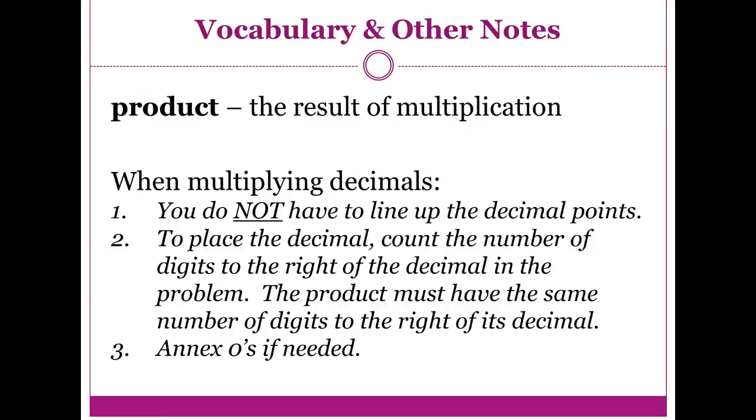Today's vocabulary word is product. Product is the result of multiplication. When multiplying decimals, there are a few things to remember. First, you do not have to line up the decimal points like you do with addition and subtraction. Second, to place the decimal point in the product, or the answer, you count the number of digits to the right of the decimal in the problem. The product must have the same number of digits to the right of its decimal. And third, you might have to annex some zeros in the product.